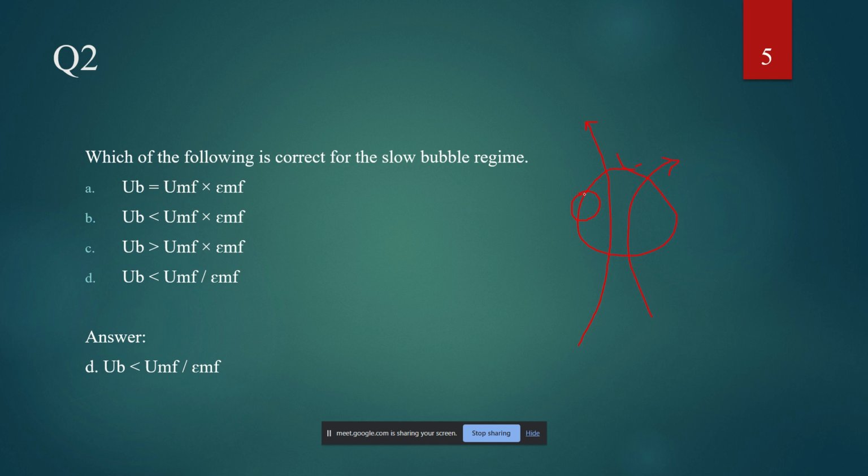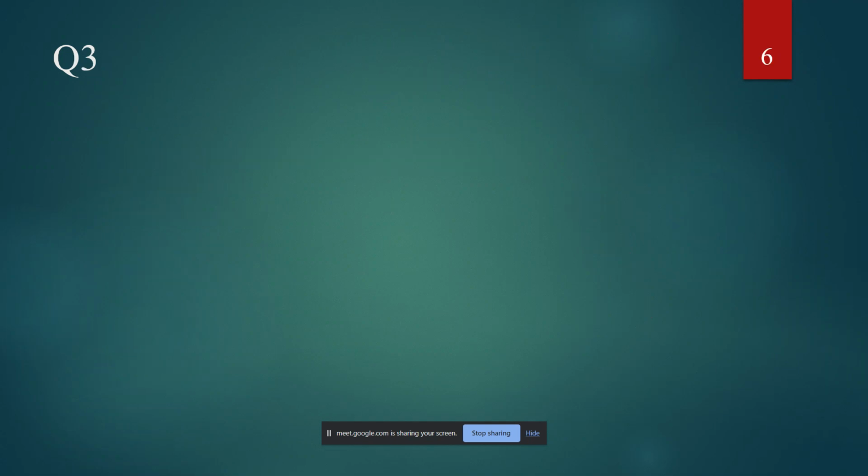So where does this take place? When we are using larger particles or when small bubbles are getting formed, the slow bubble regime is observed. So this is known as the slow bubble regime where UB is less than UMF by epsilon MF. We'll move to question 3.